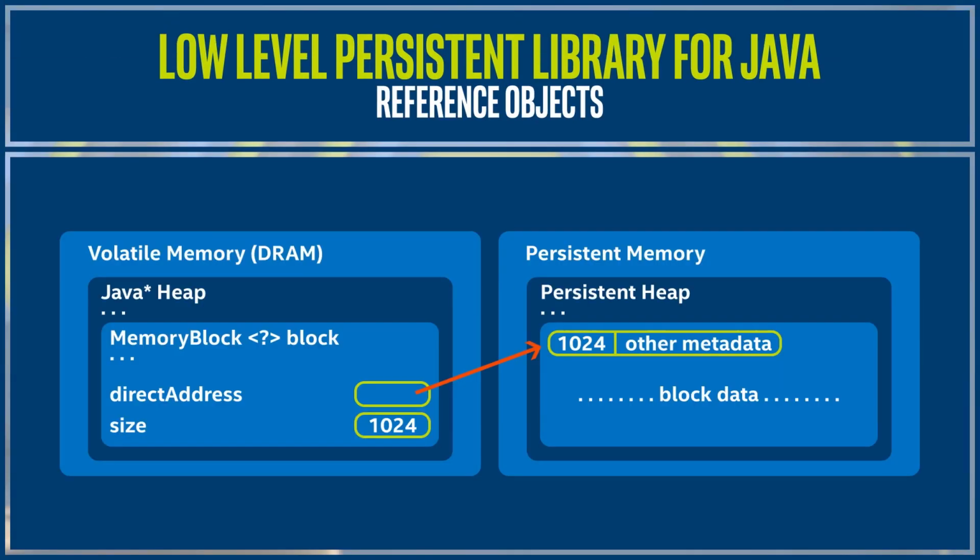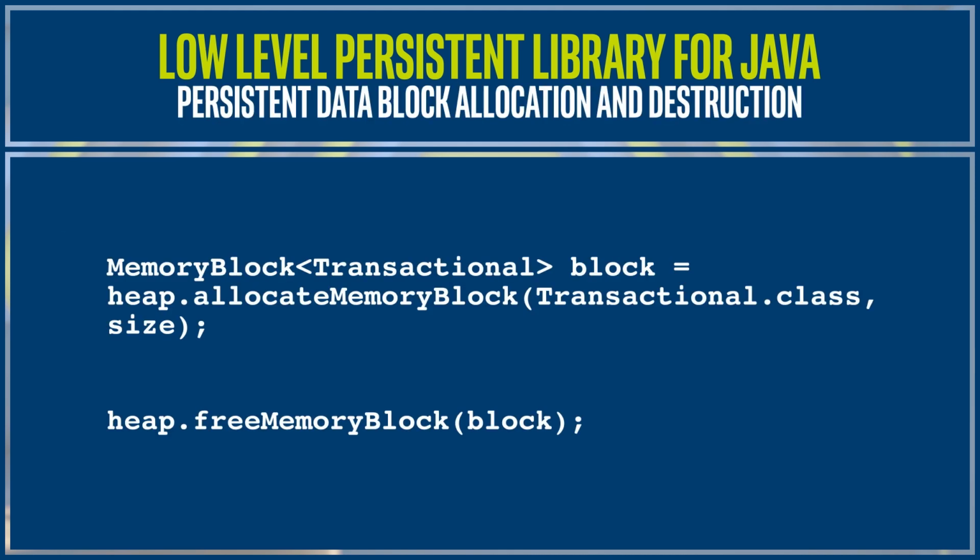Objects created using these classes are in reality reference objects. They live in volatile memory. The actual data block resides out of heap in persistent memory and needs to be allocated as well as destroyed explicitly. Persistent data block allocation and destruction is easy thanks to the allocateMemoryBlock and freeMemoryBlock methods provided by the heap class in LLPL.